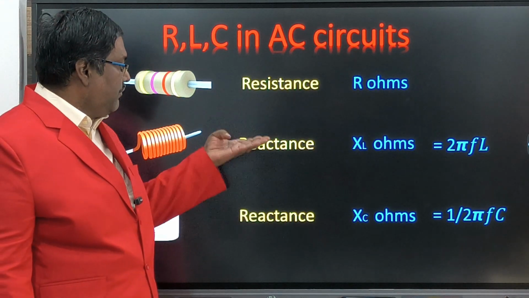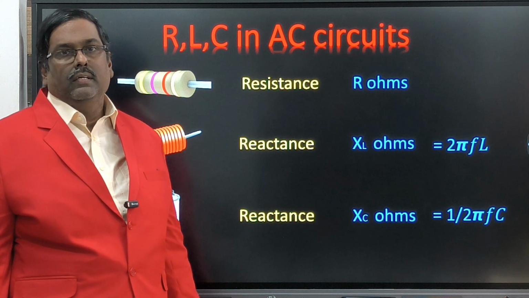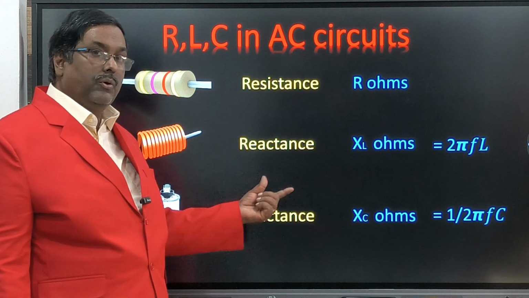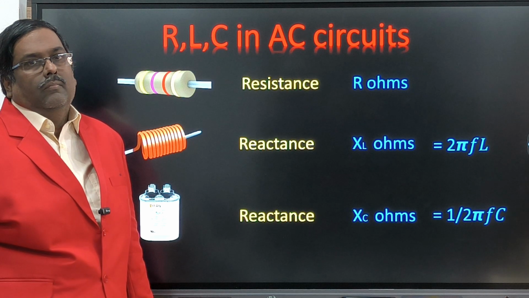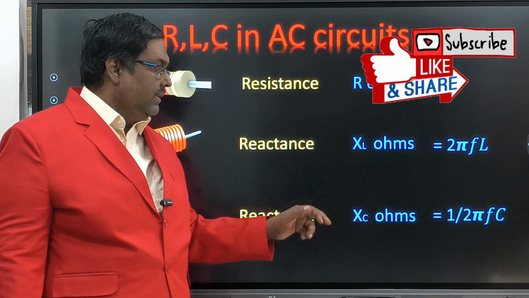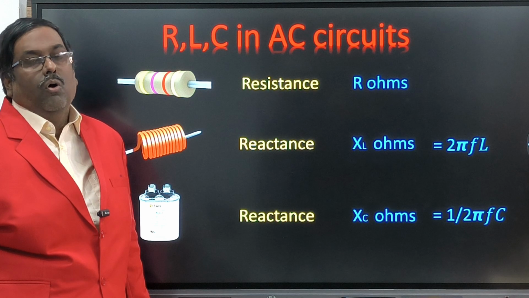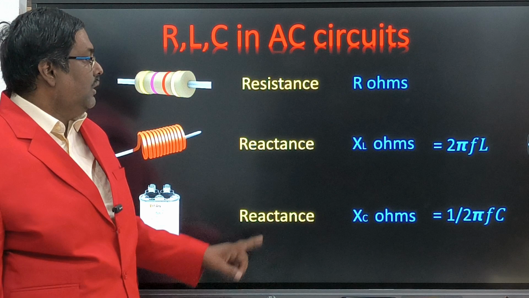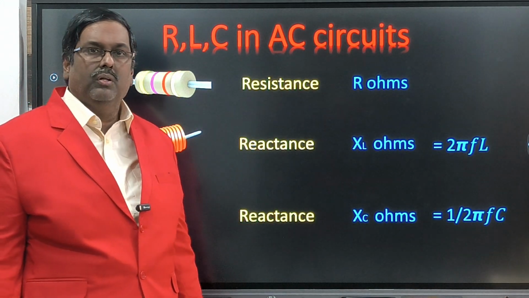But we have to give them different letters. Reactance means X. But if the reactance is due to an inductor, it is called XL. If the reactance is due to a capacitor, we call it capital XC. So R is the ohmic resistance, XL is the inductive reactance, and XC is the capacitive reactance. All of these apply only in an AC circuit, not in a DC system. In a DC system there is no such term. It is an inductor, it is a conductor, so we don't bother about it.